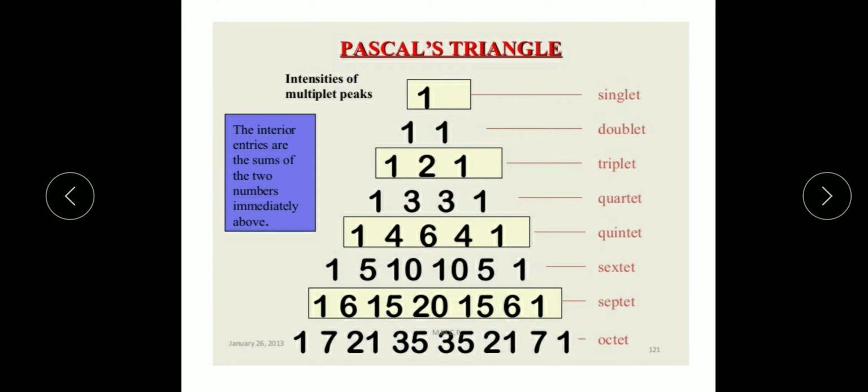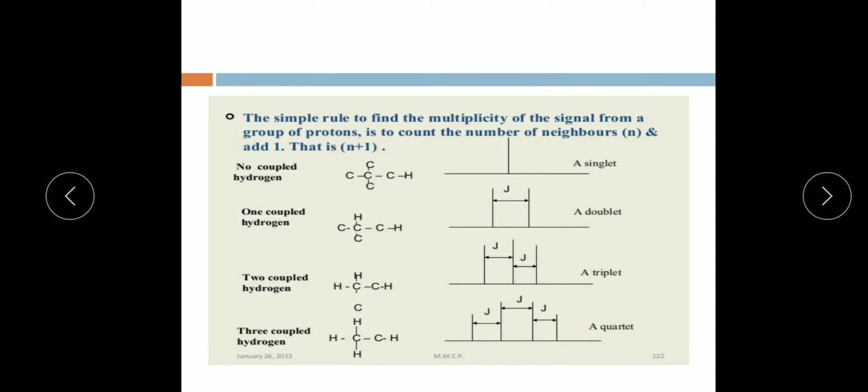If one signal is present, it is a singlet. If a signal splits into 2 peaks, it is called a doublet in the ratio of 1:1. If the signal splits into 3, it is called a triplet in the ratio 1:2:1. If the signal splits into 4 peaks, it is called a quartet in the ratio 1:3:3:1. So, if you see this, according to which rule does this splitting take place? According to the n plus 1 rule, the splitting takes place.